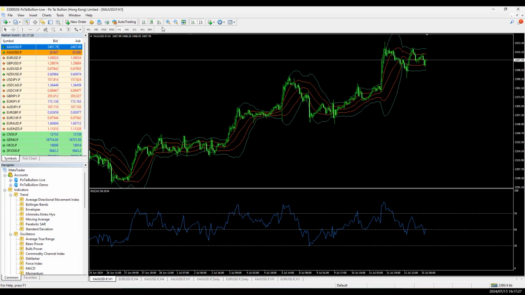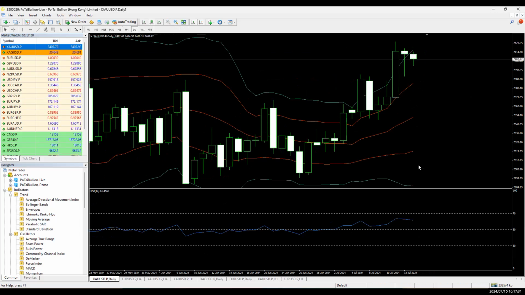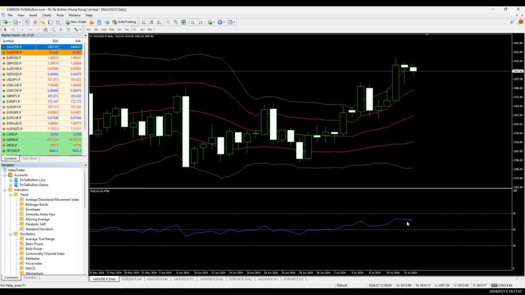All right, so let's take a look at gold on D1. Okay, gold right now seems trendy. It's bullish trending. The RSI is above 50, and the prices are in between the top bands, an indication of bullishness.